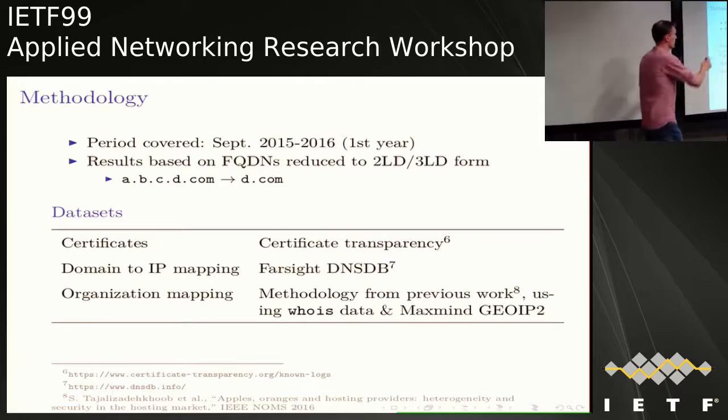We did the first year. September 2015 was when they issued the first certificates, I think they went live in October, until one year later. All results I'll show you are reduced to TLD, 2LD or 3LD form. So for TLDs that end in, for example, .nl, we look at domain.nl. For the .co.uk type of TLDs, we look at domain.co.uk.